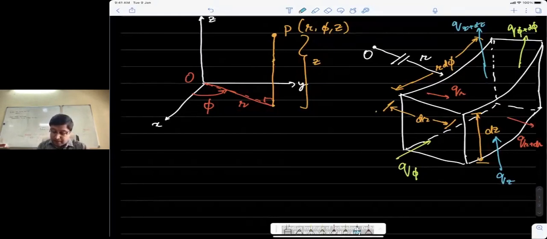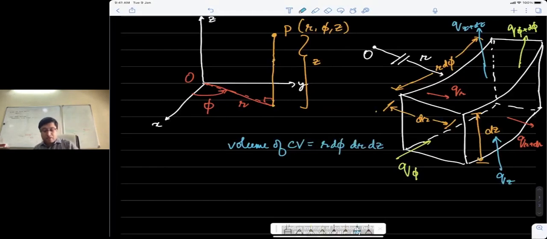Instead of deriving that, let me just say a few things that you should know about this differential control volume. The volume of this differential CV, now you can imagine that this is a small element, so I can approximate it to be a cuboid. So the volume will be r d phi, which is one dimension, times dr times dz. That is the volume on which conservation has to be applied.